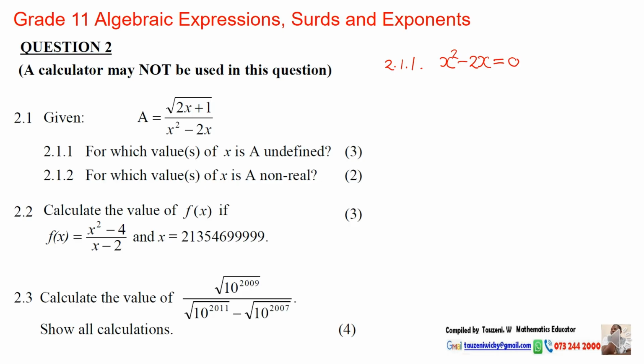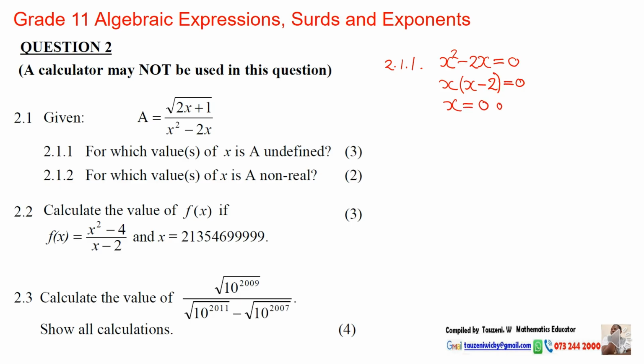So to answer a question like this, we equate the denominator to 0 and solve for x. Our denominator in this expression is x squared minus 2x. So x squared minus 2x is equal to 0. It's a quadratic equation because x is squared. And if a quadratic equation has only two terms, you can solve your equation by factorization.